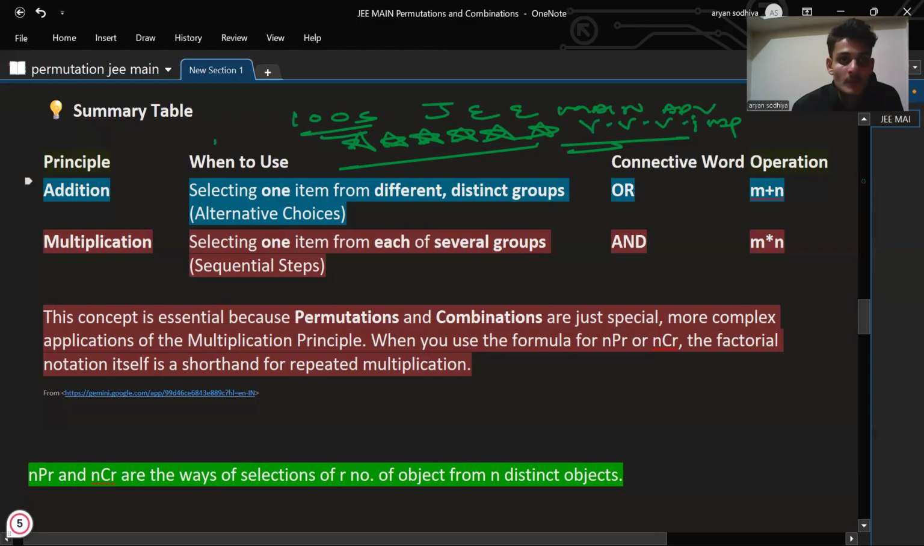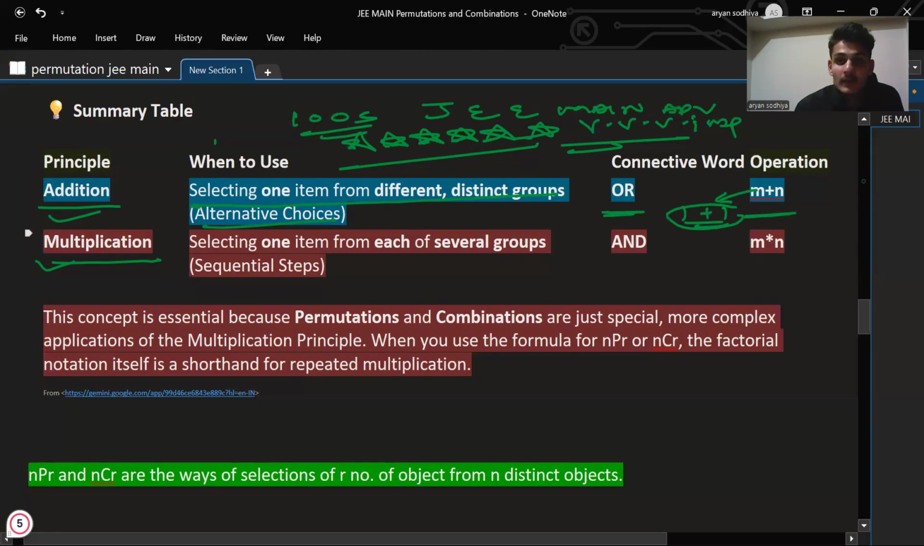So addition: select one item. These are the two principles we have previously discussed, and we are summarizing them, addition and multiplication. Selecting one item from different distinct groups, alternative choices, whenever alternative choices are there. We previously discussed either roti or chapati. So the connecting word "or" is used, and the operation is plus. Either roti or chapati, you are adding, na? We were adding.